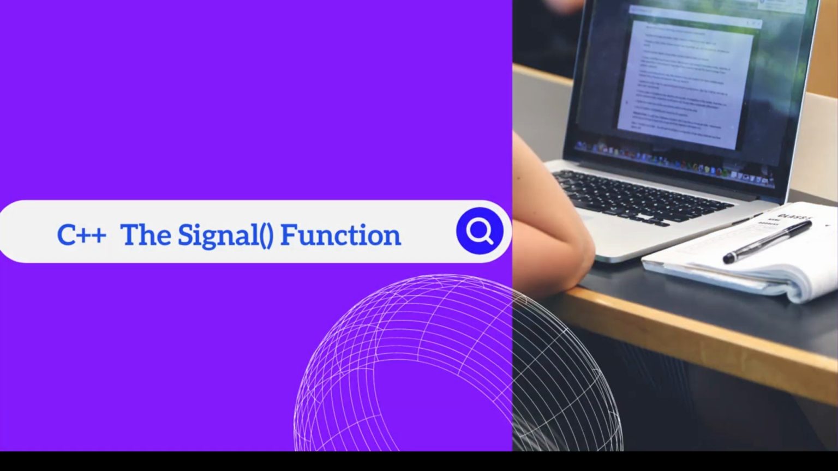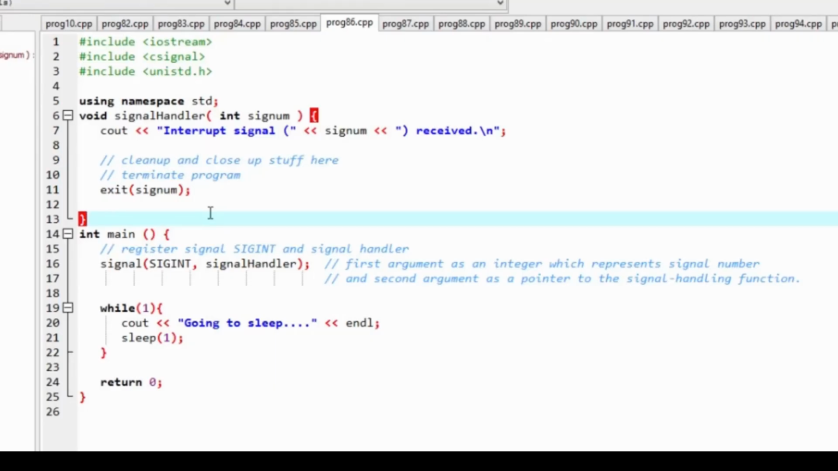C++, the signal function. In this program, at first we shall register the signal SIGINT and the signal handler function through the signal function. So here is a signal function for us. We have called this signal function with the first argument as an integer which represents the signal number, and the second argument as a pointer to the signal handling function. That means when that corresponding signal is generated, the respective activity we're going to do has to be mentioned in the signal handler function.